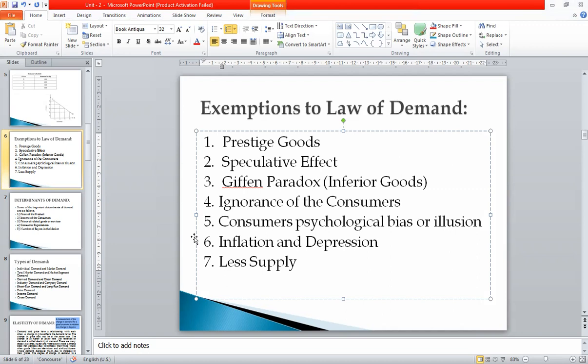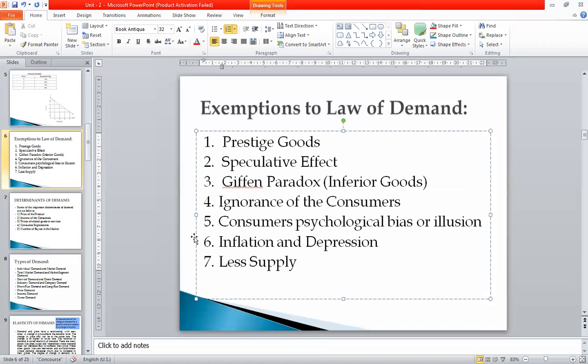Next, inflation and depression. Inflation is an increase in the prices in the economy. In countries facing inflation, as the prices increase, the demand also increases. When you see some countries where earthquakes or other things may happen and inflation is there, people purchase in higher quantities. Depression is a decrease in the prices. If a country is facing inflation or depression, then we cannot apply the law of demand. And there is also the exception of less supply.